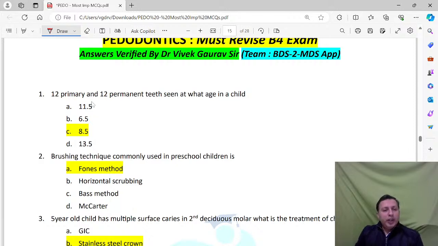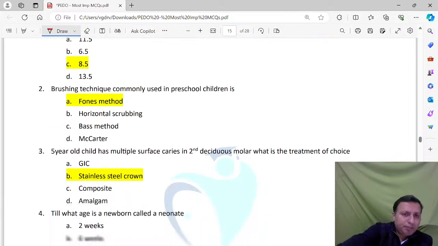Now this question we have already discussed in the lecture: 12 primary and 12 permanent teeth is seen at what age in a child? The options are 11.5, 6.5, 8.5 and 13.5. I have told you the three transitional periods in the mixed dentition: first transitional, inter-transitional and second transitional. So this is seen at the inter-transitional period, between the age group of 8.5 to 9 years, where you see 12 primary and 12 permanent teeth, and it's a stagnant phase and no changes take place. Very common question, the brushing technique that is most commonly used in these children is the Fones technique.